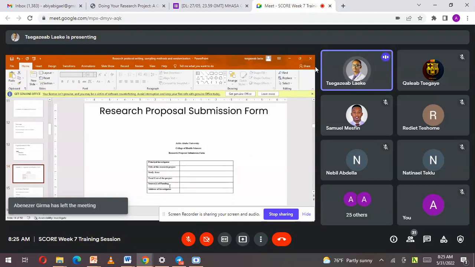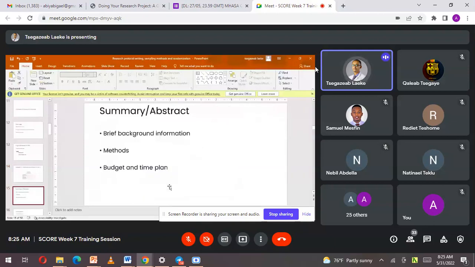On the next page, we have a research proposal submission form. This is more or less a summary. It contains a table format having the principal investigator's name, title of the research project, address of the investigator. And then the next page contains the summary or the abstract.